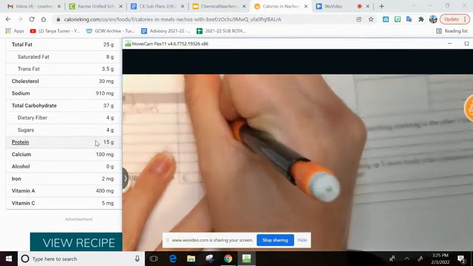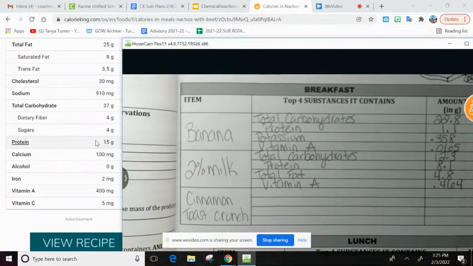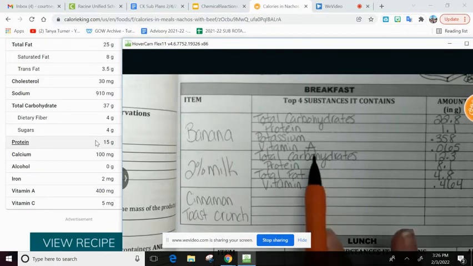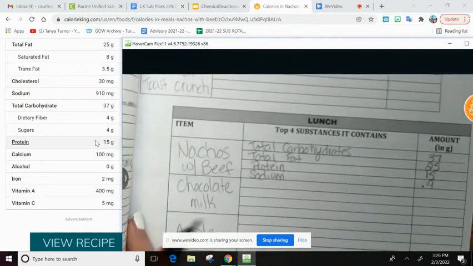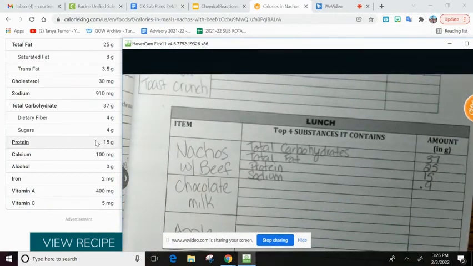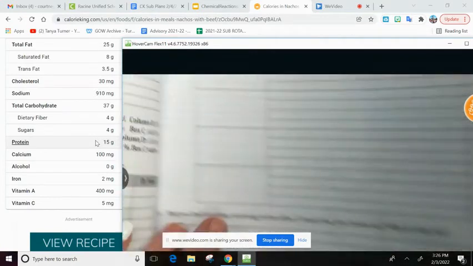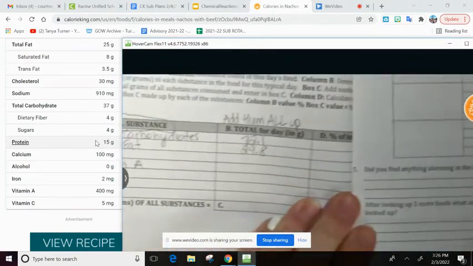And then we are going to add up all the protein. So there was protein in the banana. There was 1.1 grams of protein. There was also protein in the 2% milk, 8.1. And then there was also protein in the nachos at 15. So you add those three up and we get 24.2.